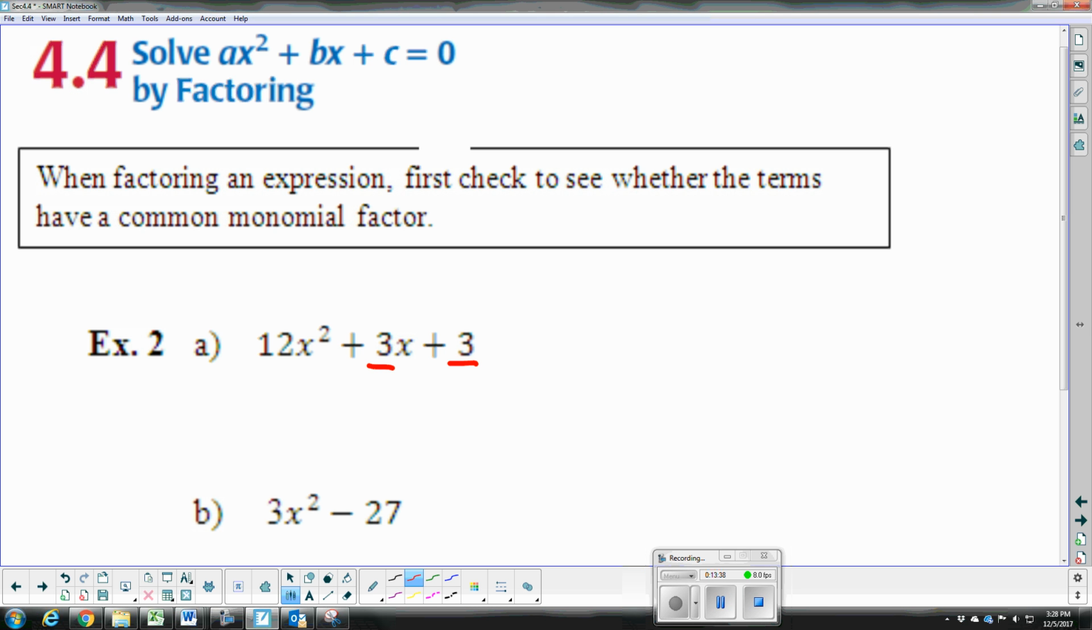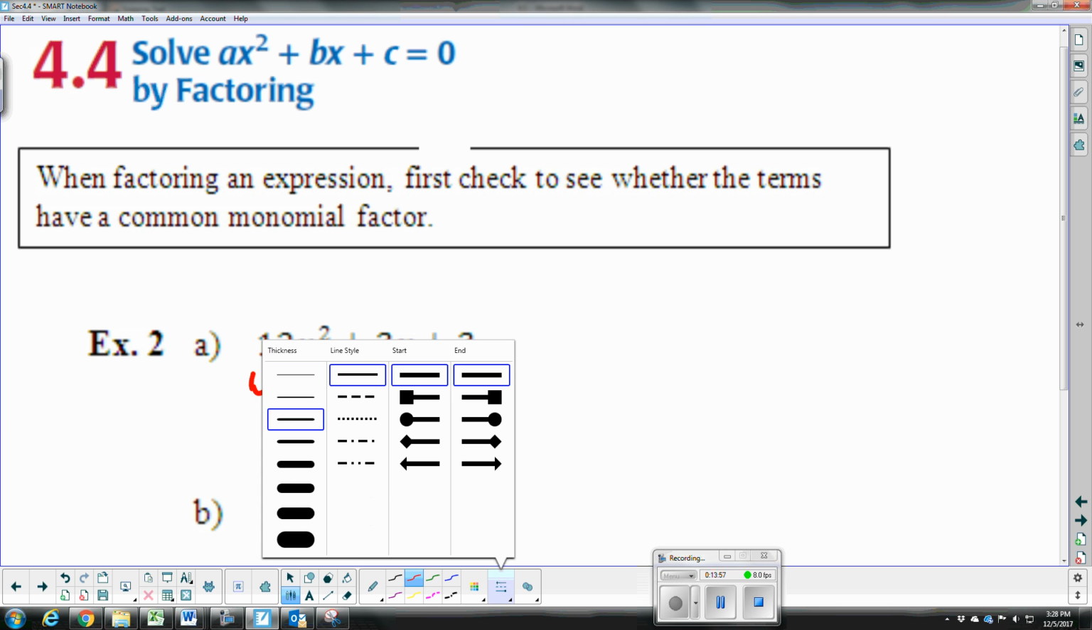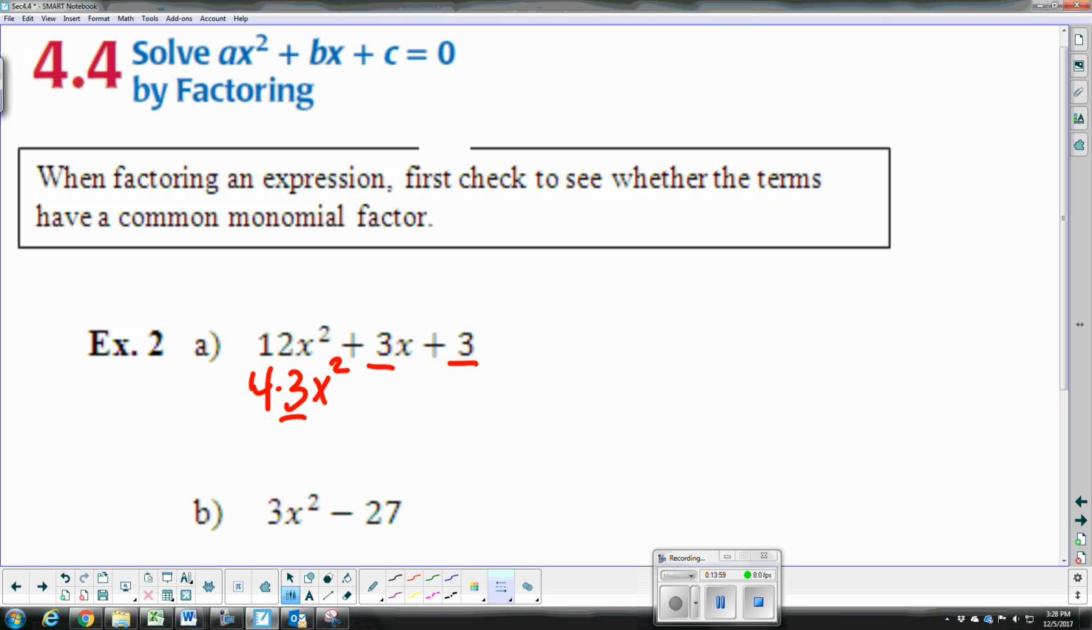So for example here, we have 3x, 3, and 4 times 3, x squared. So there's a 3 in all of these. And so we can factor out that monomial, that 3. So that gives us 3 times 4x squared plus x plus 1.